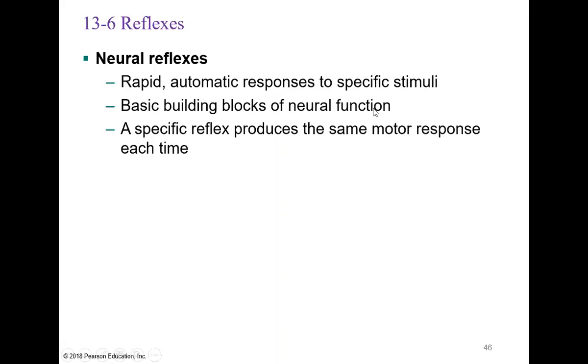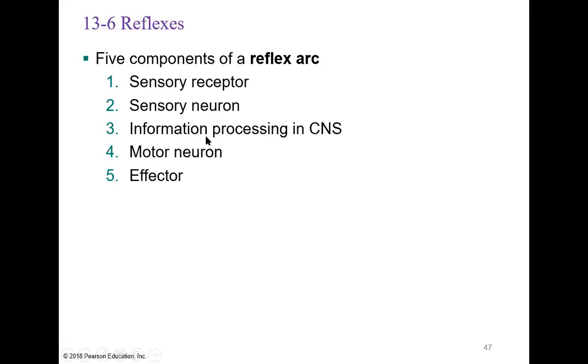They are the basic building blocks of neural function, and a specific reflex will produce the same motor response each time. So we've got 5 components to the reflex arc, and this is basically going to be a recap, even though you think, well, we haven't learned this yet. You actually have, because I've walked through each of these processes with you, step by step in the teaching of all of this information. Whenever you're looking at this, it always has to start with some sort of stimulation, whether that is something that you touch that is hot, or you walking outside and the temperature has dropped 30 degrees, whatever it is.